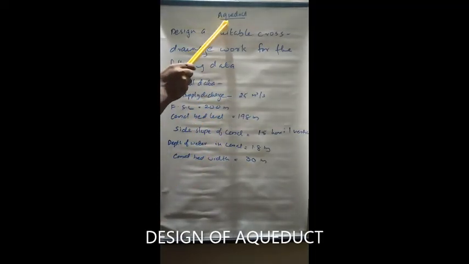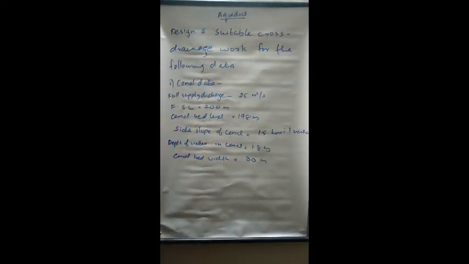We are going to study the design of an aqueduct. So let's go through the question first. The question: design a suitable cross drainage work for the following data. So we need to design a cross drainage work suitable to the condition or data given below. So let's go through the data first.